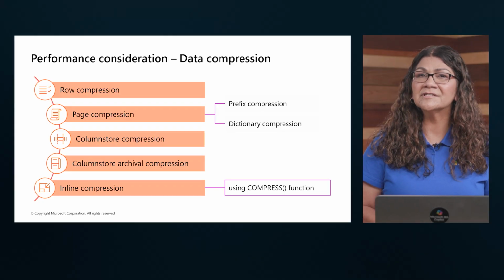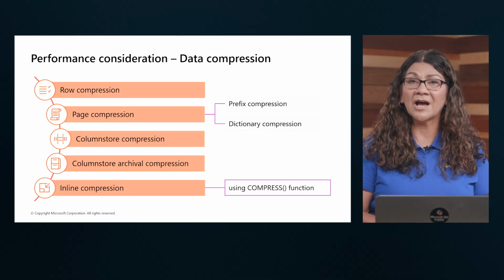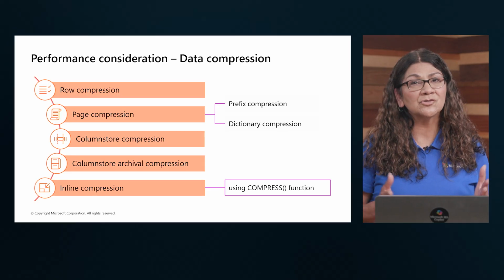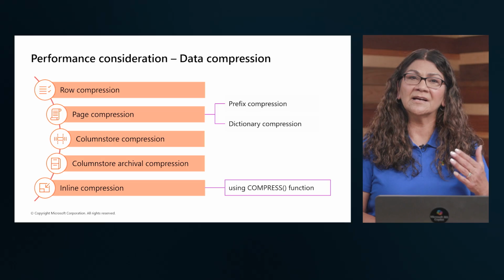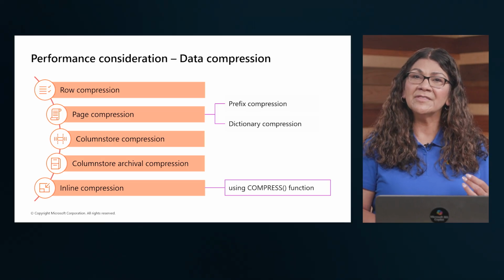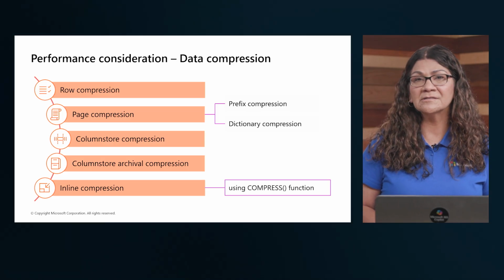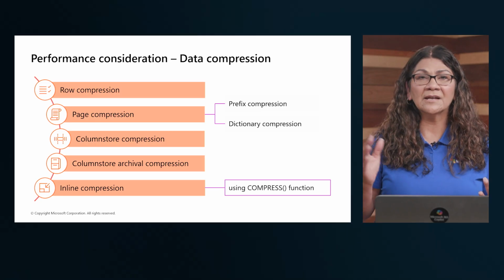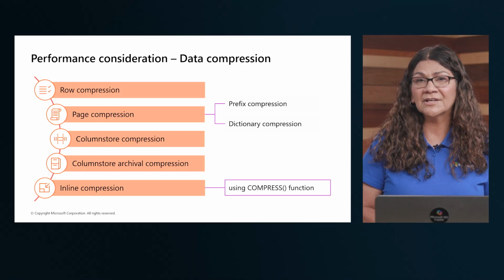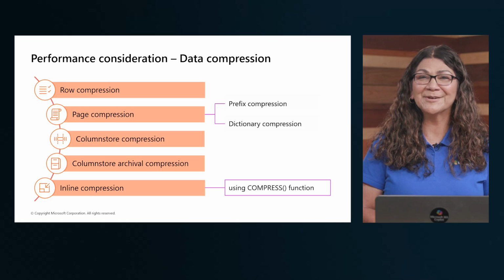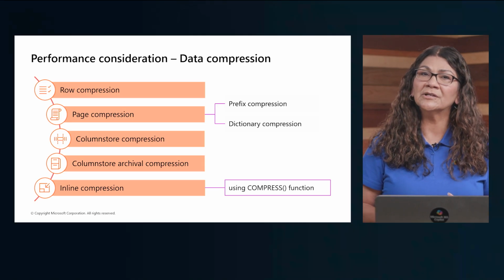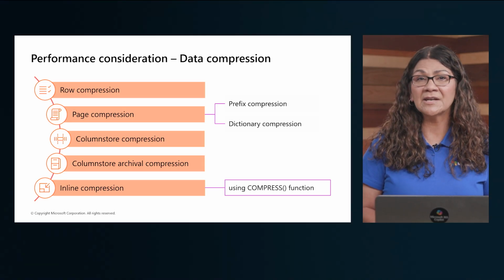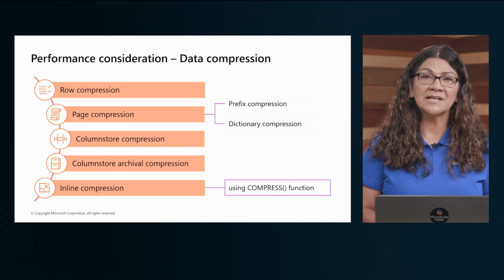SQL Server offers several data compression options that help reduce storage footprint and improve performance by minimizing I/O. Each method is optimized for different workloads, from OLTP to analytics, and can significantly enhance query speed and resource efficiency when used appropriately. Row compression reduces storage by eliminating unnecessary metadata and using efficient data types.